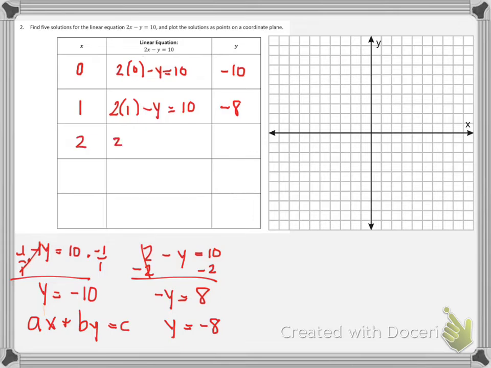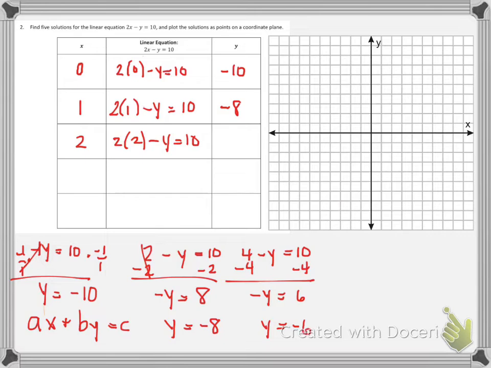Well, that's 2 times 2 minus y equals 10. Okay, 2 times 2 is 4, so we have 4 minus y equals 10. Subtract 4 from both sides, and we get a negative y equals 6. A positive y then would equal negative 6. So if x is 2, y would have to be a negative 6.